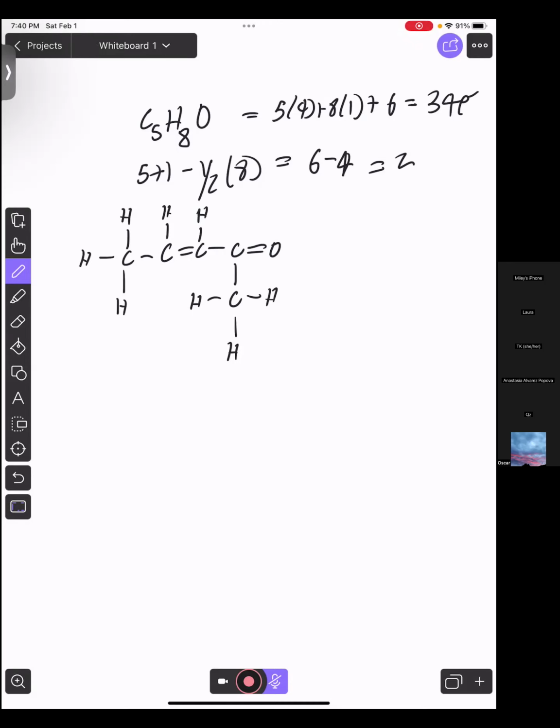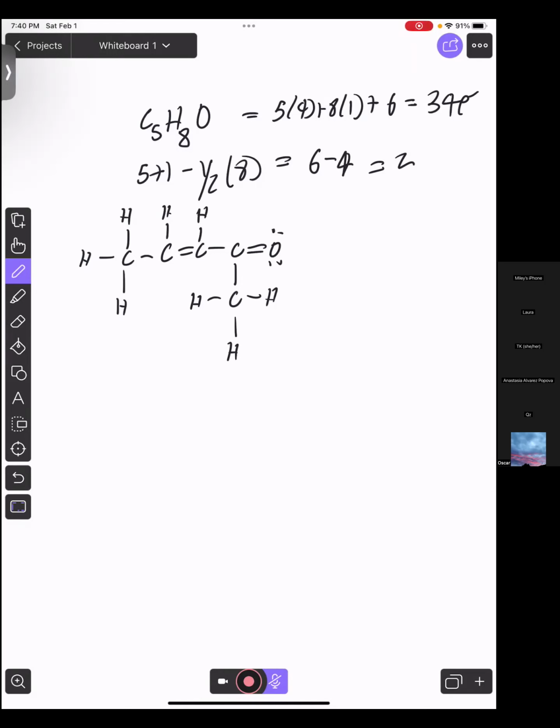And then now I can count my electrons. I need 2 lone pairs on the oxygen. I always have 2 lone pairs on the oxygen, so it gets to 8. Now, if I add up all my electrons, I should have 34: 2, 4, 6, 8, 10, 12, 14, 16, 18, 20, 22, 24, 26, 28, 30, 32, 34 electrons, right? 34 electrons. I have 15 bonds and 2 lone pairs.